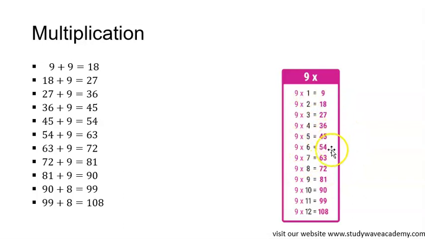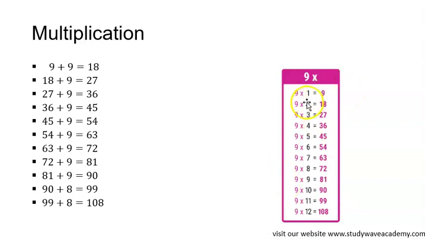You add 9 to 45 is 54. You add 9 to 54 is 63. You add 9 to 63 is 72. You add 9 to 72 is 81. You add 9 to 81 is 90. You add 9 to 90 is 99. You add 9 to 99 is 108. So it keeps on going, okay? Do you understand?